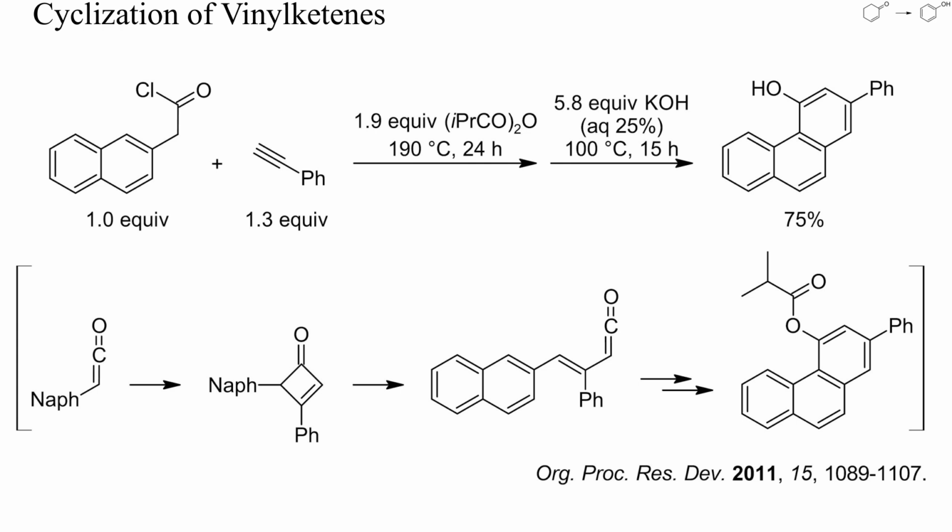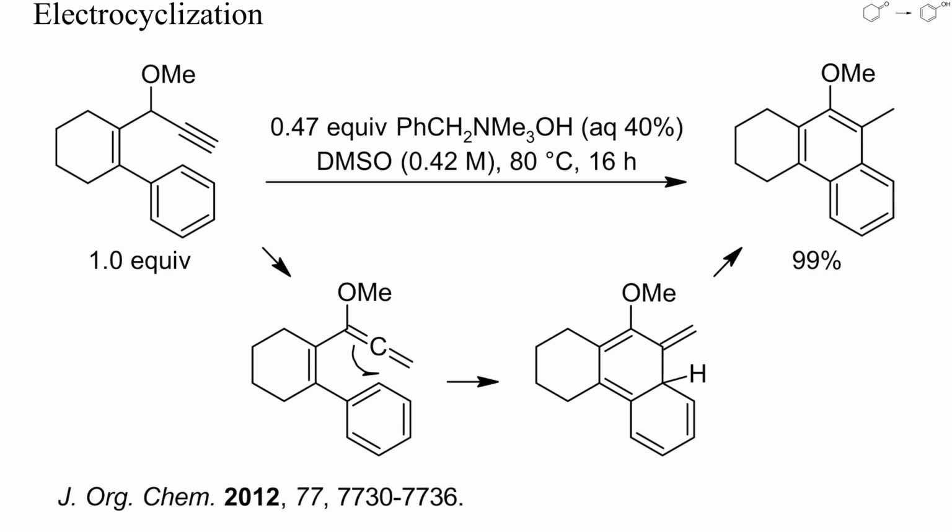Here the vinyl ketene acylated the naphthyl group intramolecularly to yield, after saponification, a phenol with a not quite obvious substitution pattern. Isobutyric anhydride was added to protect the phenol from acylation by the ketene, and thus to increase the yield of phenol. Closely related to the previous example is this electrocyclization, which yielded a substituted naphthyl ether.